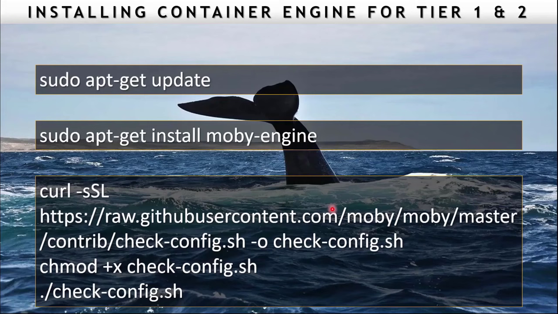Next, this one applies to tier one and tier two too. As I said before, all the applications are going to be in containers, so you need some kind of container system. And Microsoft actually suggested the Moby engine. Docker works too, but Moby engine is the pick for this one. As you can see, I am using apt-get, which is the application package tool. I'm getting the latest version of it. Then I'm installing the Moby engine here.